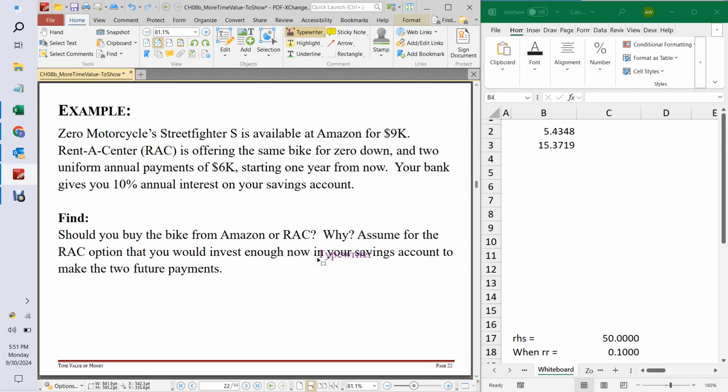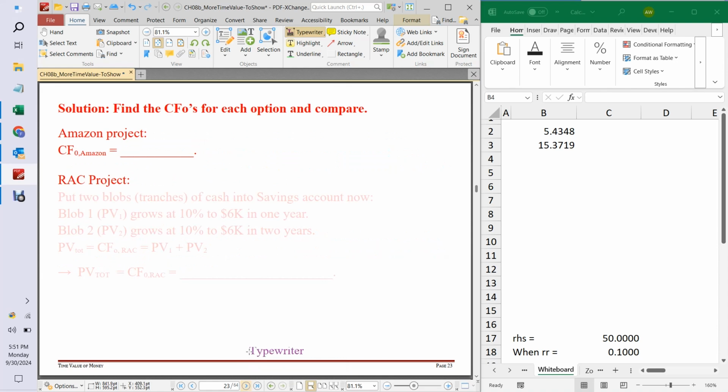And why? Assuming for the Rent-A-Center option, you'd be investing enough now in your savings account to make the 2 future payments. So this is going to be, again, find the PV tote or the CF0 for the Rent-A-Center option and see how that works out. So let's go ahead and do this. So we have 2 projects to compare here.